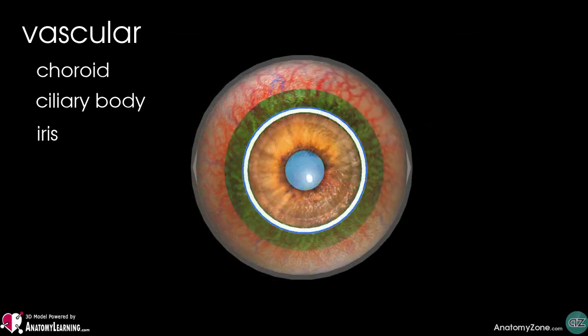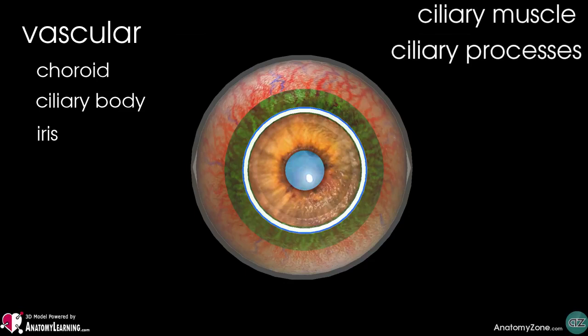I've switched over to an anterior view showing the whole eyeball to show you the ciliary body, which I've highlighted in green. You can see how it encircles the eyeball. The ciliary body itself is comprised of two parts: the ciliary muscle and ciliary processes.